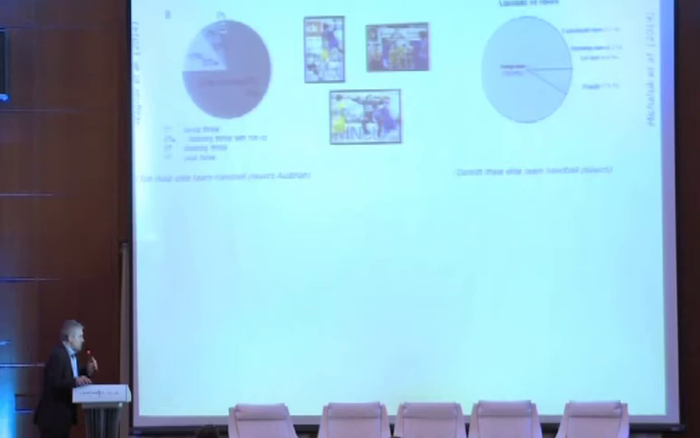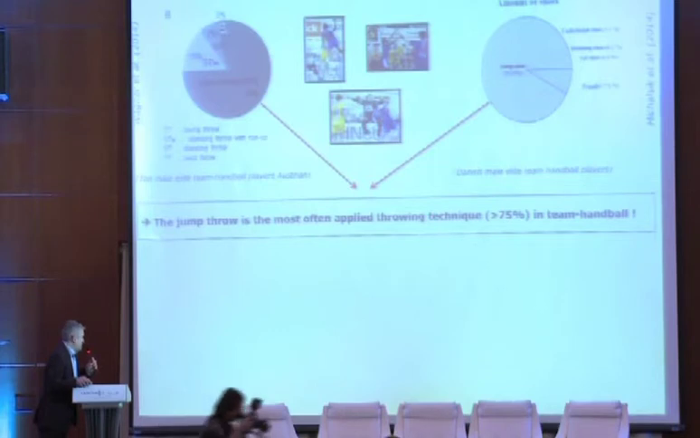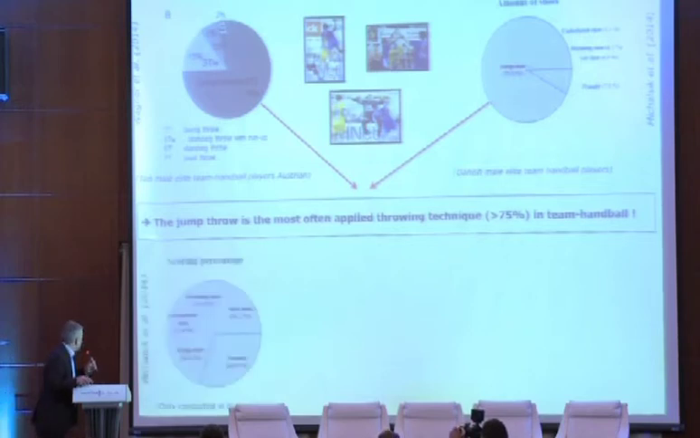In their respective study, Wagner et al. and Michalczyk et al. have analyzed the different throwing techniques used by the handball player. That is to say, for Wagner, the standing throw, the diving throw, the standing throw with a run-up, and the pivot throw and the jab throw. And for Michalczyk et al., the jump shot, the Anderson shot, the running shot, the set shot, and the penalty. And the main result of this study shows that the jump throw is the most often applied throwing technique, greater than 75% in team handball.